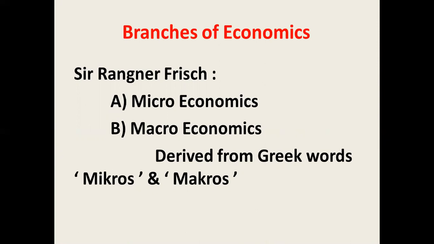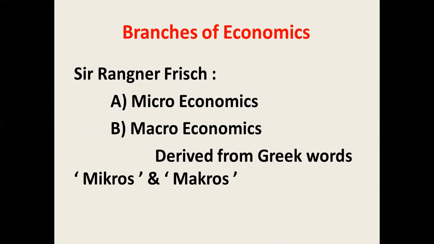These two terms are derived from the Greek word. The first, microeconomics, is derived from the Greek word mikros, M-I-K-R-O-S. So this is the Greek word. Then the next is macroeconomics, derived from the Greek word makros, M-A-K-R-O-S.